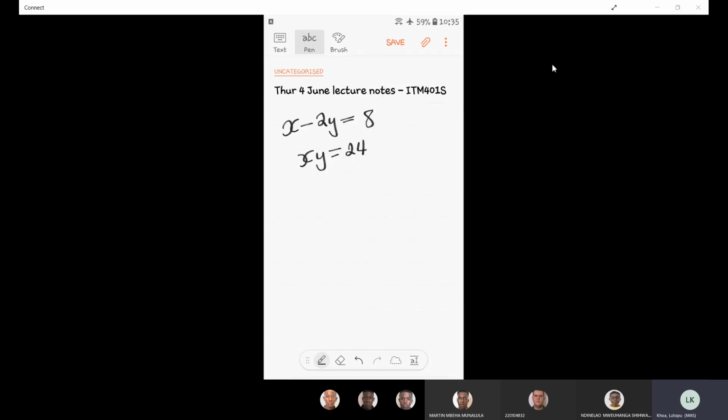So when you have one being linear and the other not linear, what you need to do is make x or y the subject of the formula in one of the equations, and then you substitute it into the other equation. You solve for y, and then you get back and solve for x. So here we have equation 1. We have equation 2.